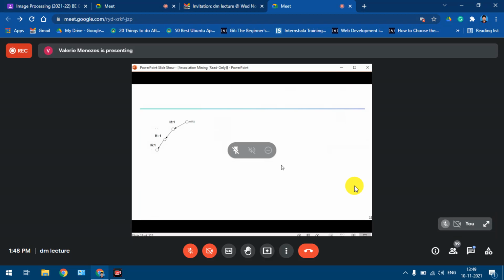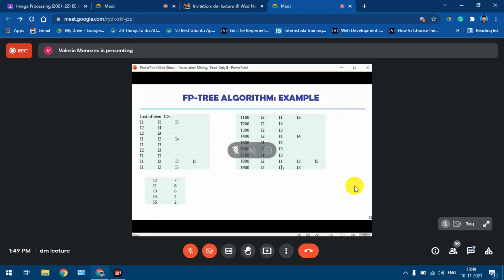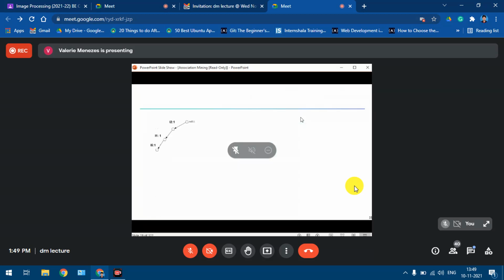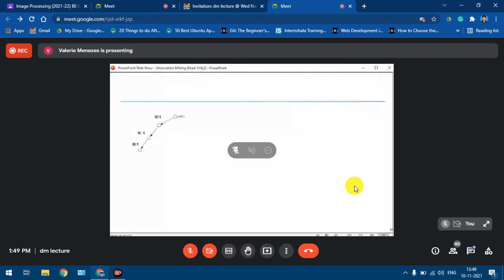So over here now, how do I get this I2, I1, I5? Now look at the previous slide. What do we have here? We take the first transaction, I2, I1, I5. So what we do over here is we create a root node. This is the root node. Can you all see this clearly?